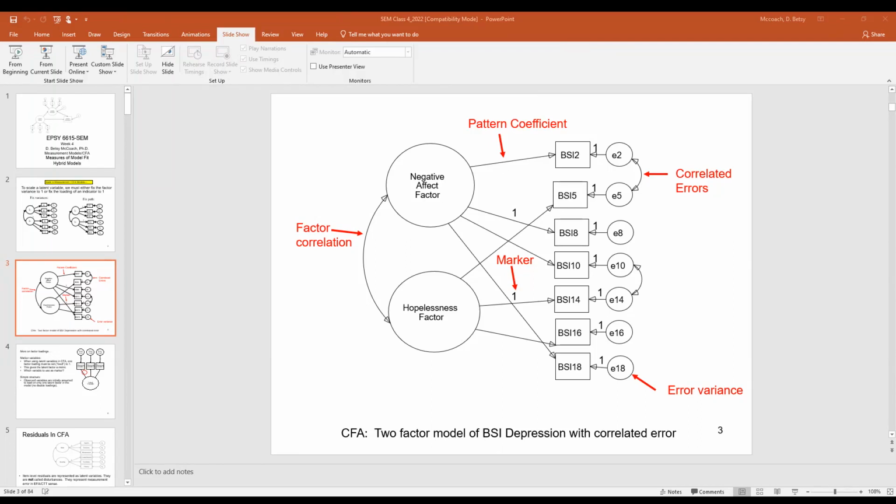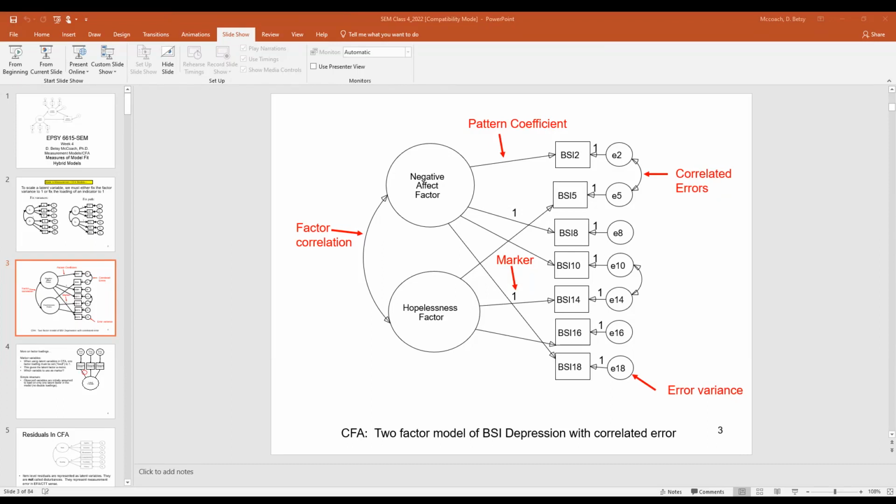Sure. So the correlation between the two factors, that's just how correlated those two latent variables are, right? In the unstandardized metric, it's going to be a covariance. And when you look at the standardized solution, it's going to be a correlation. So generally speaking, when we go to interpret those, we're going to look at the standardized solution because it's a lot easier to interpret correlations than it is to interpret covariances.